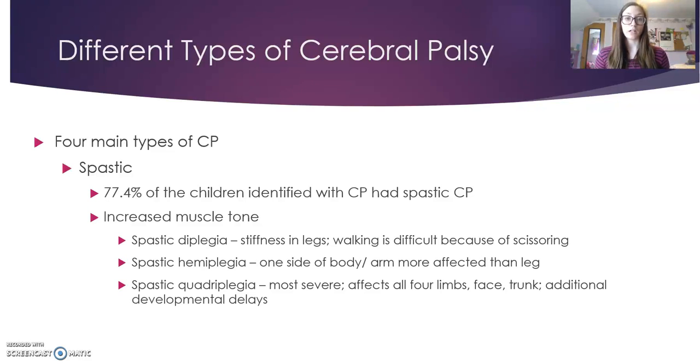The second type of spastic CP is spastic hemiplegia, in which case only one side of the body is affected, and the arm is usually more affected than the leg. And the last type of spastic CP is the most severe. It is spastic quadriplegia, which affects all 4 limbs and can also affect the face and mouth. Oftentimes there are other disabilities with spastic quadriplegia as well.